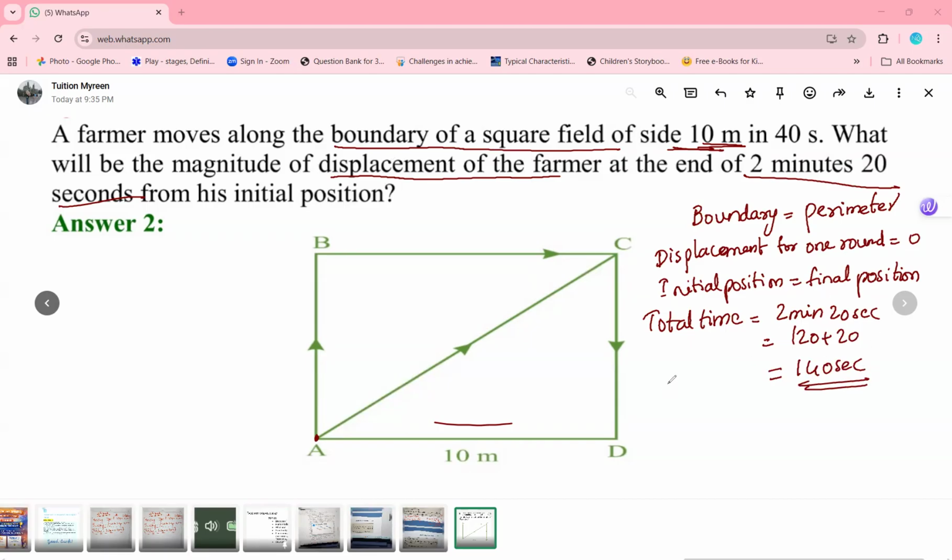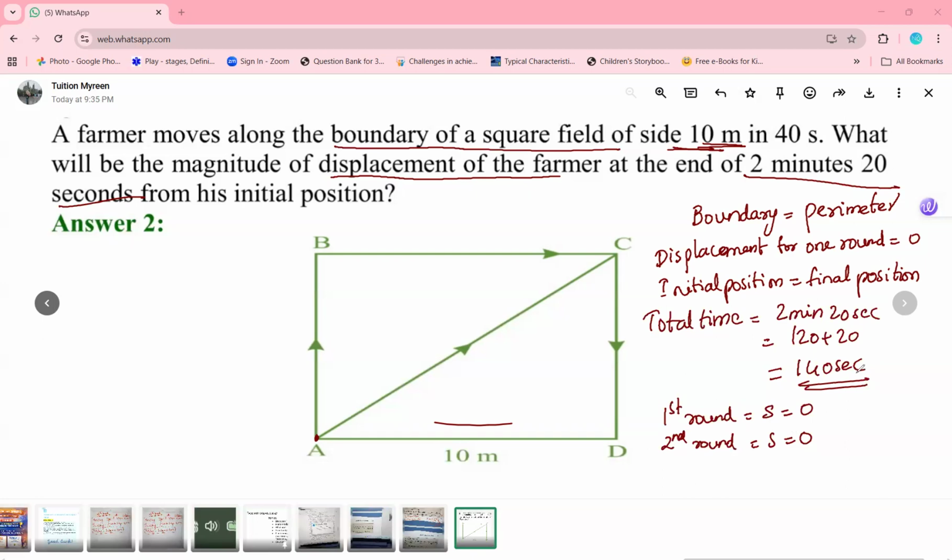Now for the first round, what will be the displacement? First round completed, displacement is equal to 0. Second round completed, what will be the displacement? Displacement is equal to 0. So for every full round he completes, the displacement will be 0 only. So how many rounds he has taken, you need to find.